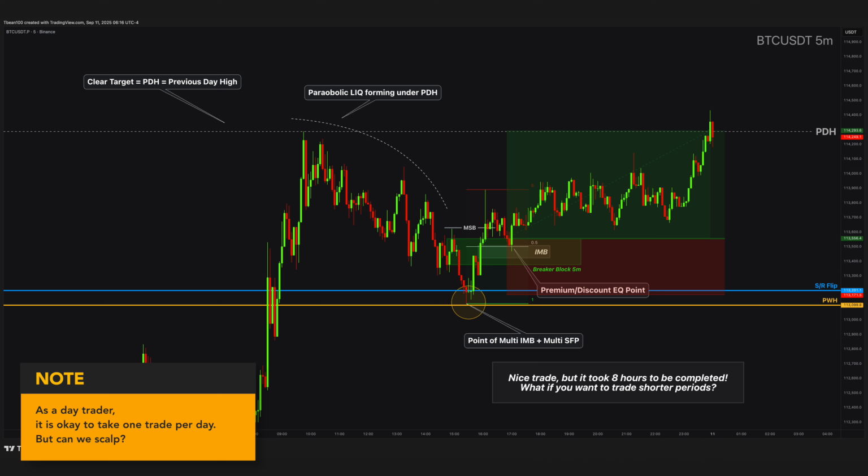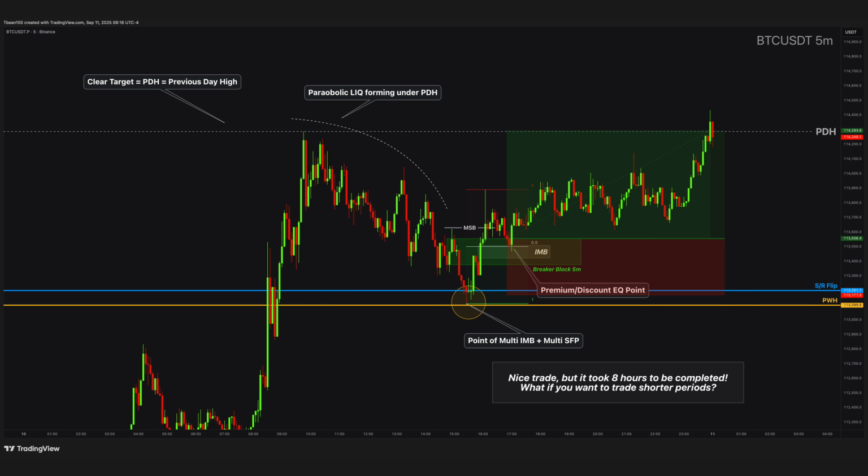But here is the question. What if you are aiming for shorter time frames? What if you are more interested in quick scalping opportunities instead of holding trades for hours? So now let's zoom in on the area even closer and break it down one more time.